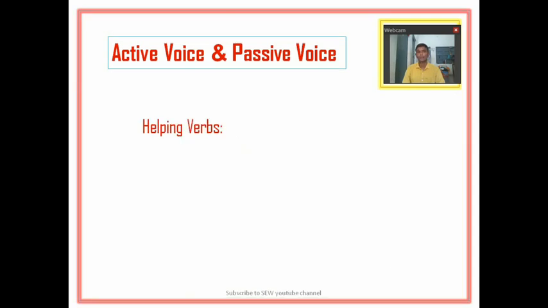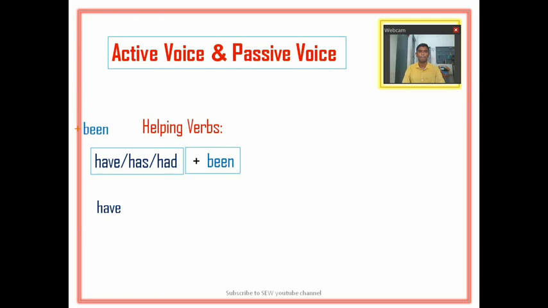Next, I'm going to introduce some more helping verbs. So far we have used am, is, are, was, were. What should be added to them? Being. Now the other words you may come across: have, has, had also. What should be added to them? If you come across any one of those helping verbs, plus been should be added. So have plus been, have been. Has plus been, has been. Had plus been, had been.